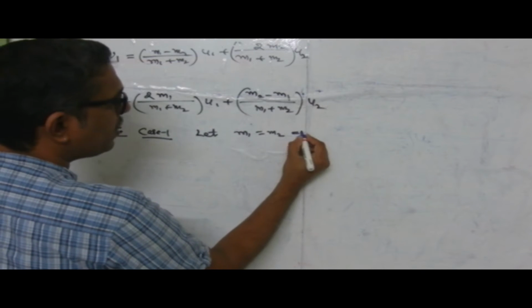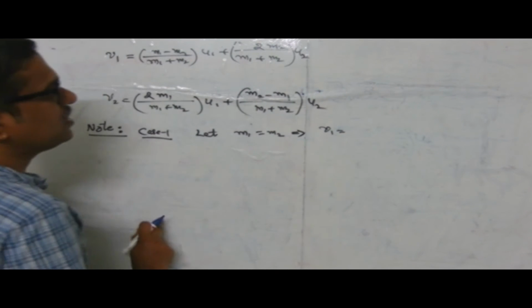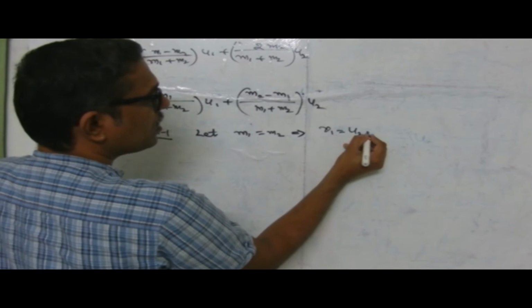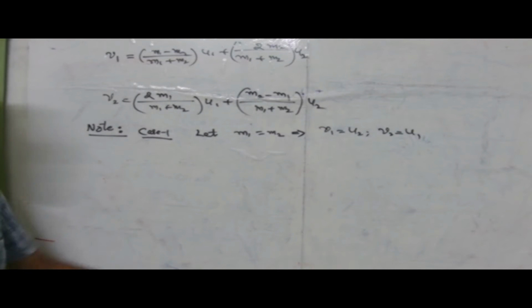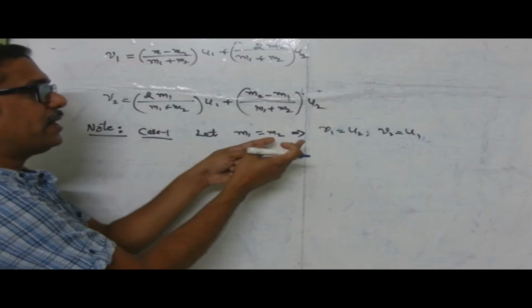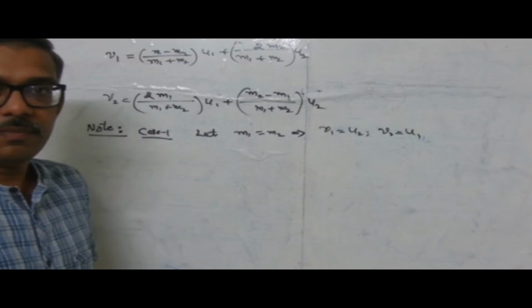So that implies, what is the result? v1 is equal to simply u2 and v2 is equal to simply u1. That means the objects exchange their velocities when masses are the same.